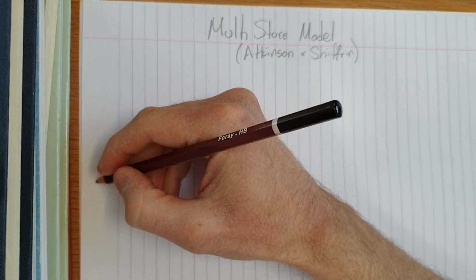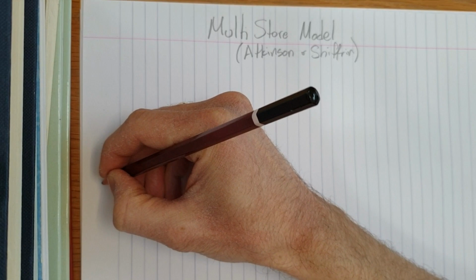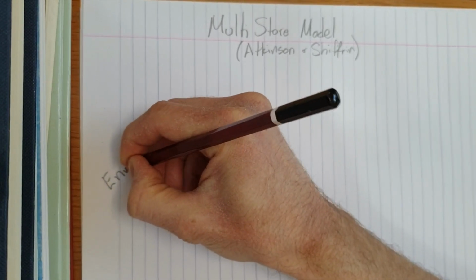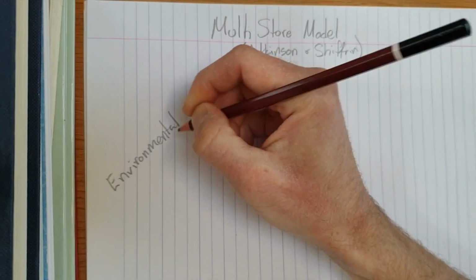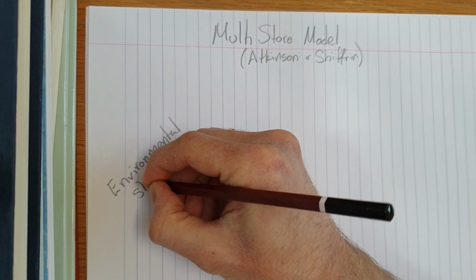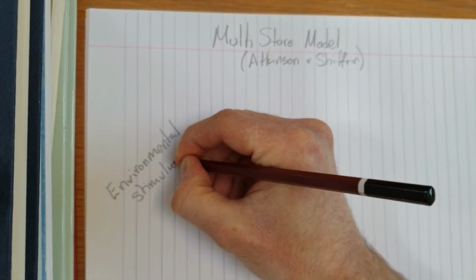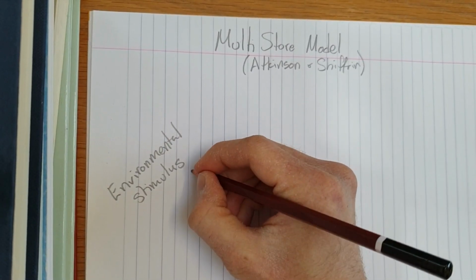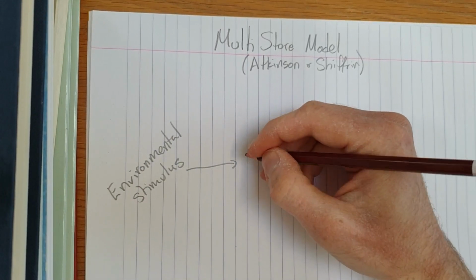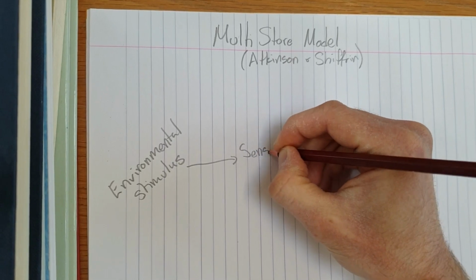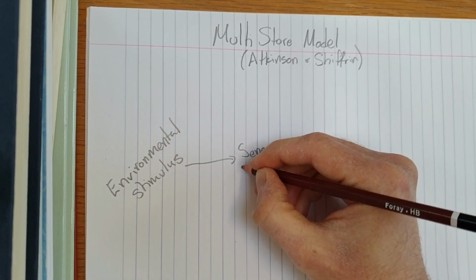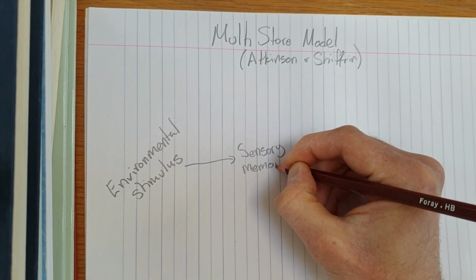So let's talk about how the multi-store model works. The multi-store model states that information first comes into the memory through the environment, from an environmental stimulus. So that's the stuff going on around you, when you see stuff, when you hear stuff, etc. And that goes into the first store of the multi-store model, which is known as sensory memory. You might see that called the sensory register in some sources.